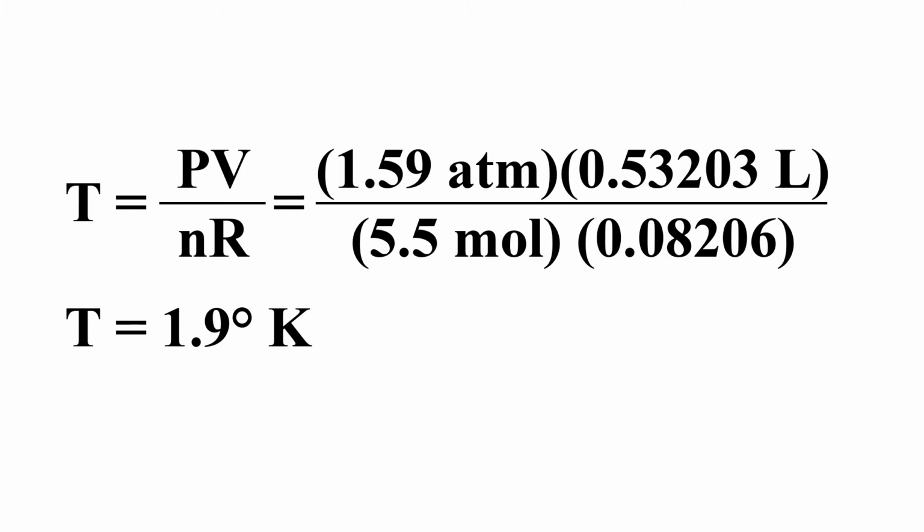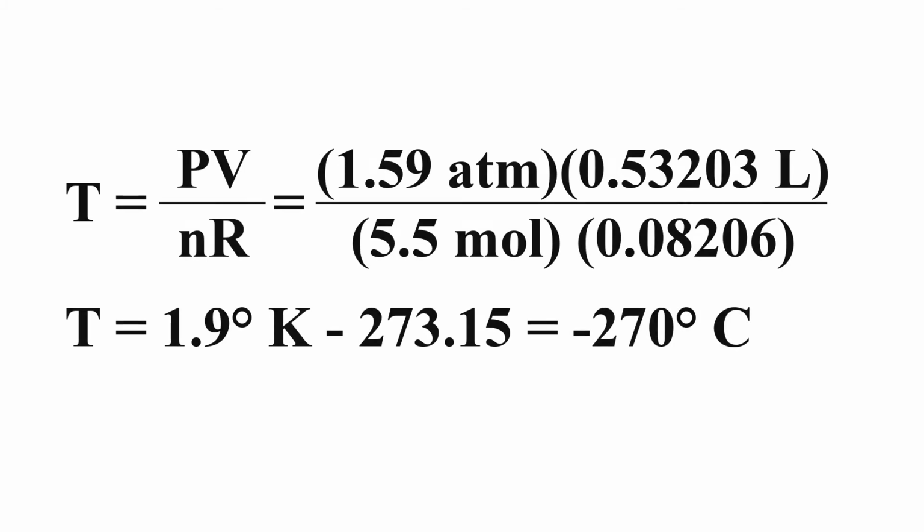As you may notice, this problem did not ask us what the temperature was in degrees Kelvin. It's asking us what the temperature is in degrees Celsius. So you must subtract 273.15 from the degrees Kelvin, for a total of negative 270 degrees Celsius.